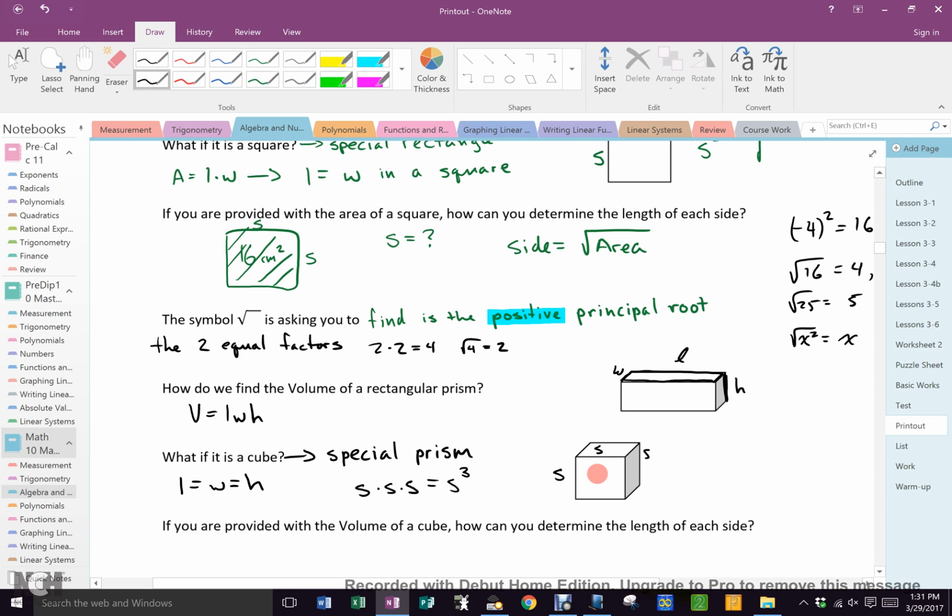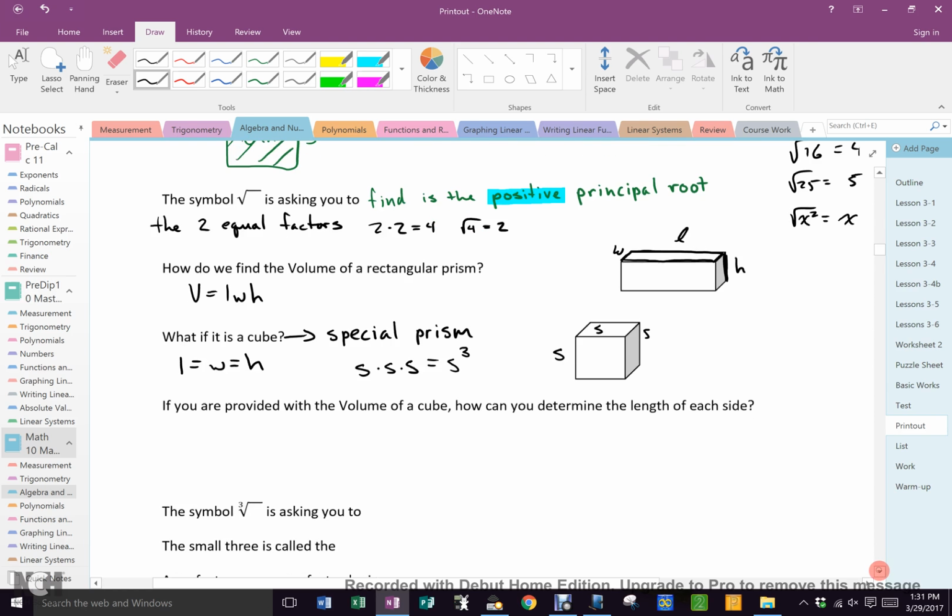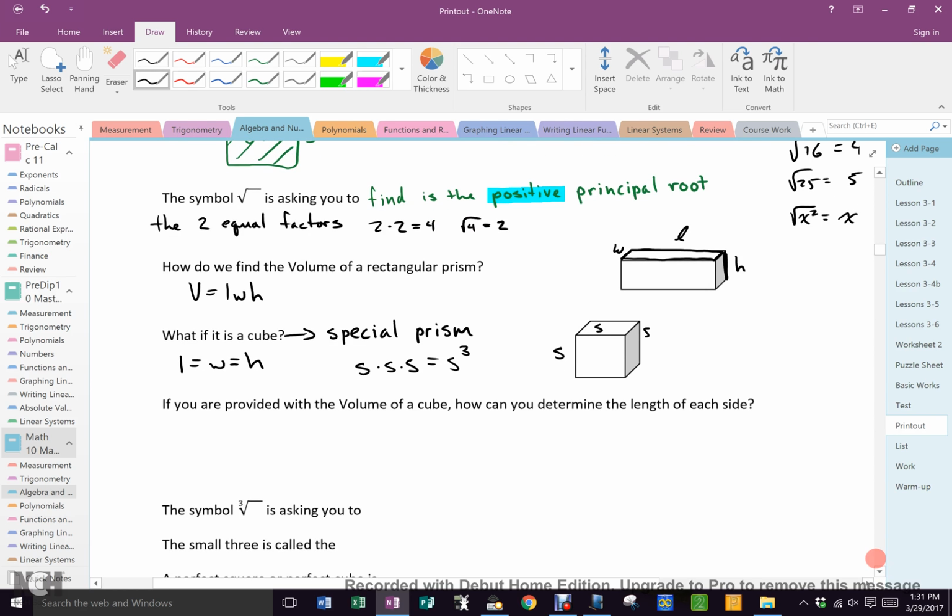Everybody good? Okay. So, you guys are smart kids. If the area of a square is 16, I take the square root of 16 to get the side. What must I have to do to get the side from the volume? It was S squared and I did square root. Volume is S cubed. So what do I do? Cube root. So I take the cube root.